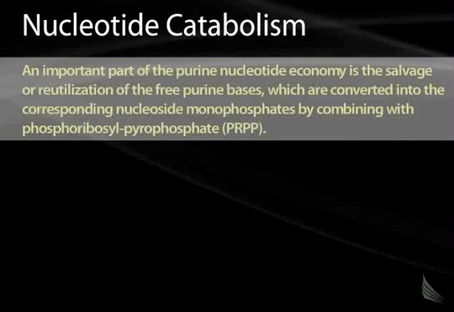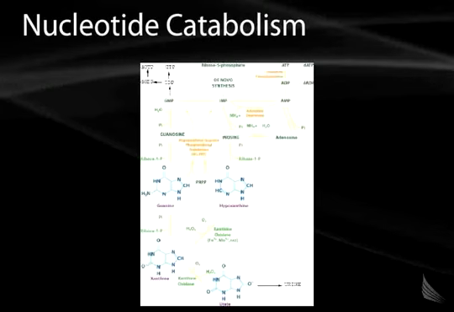Now, an important part of the purine nucleotide economy is the salvage or the reutilization of free purine bases. These free purine bases, once they're removed from the sugar, are able to be recycled and converted back into the corresponding nucleotide by combining them with the activated ribose, the PRPP. And the process is shown here. So here's AMP, here's GMP. AMP is converted to IMP, and then the nitrogenous bases are removed from the phosphate. So you have just guanosine and inosine, then they're converted to guanine and hypoxanthine. Hypoxanthine is the name of the nitrogenous base on inosine.